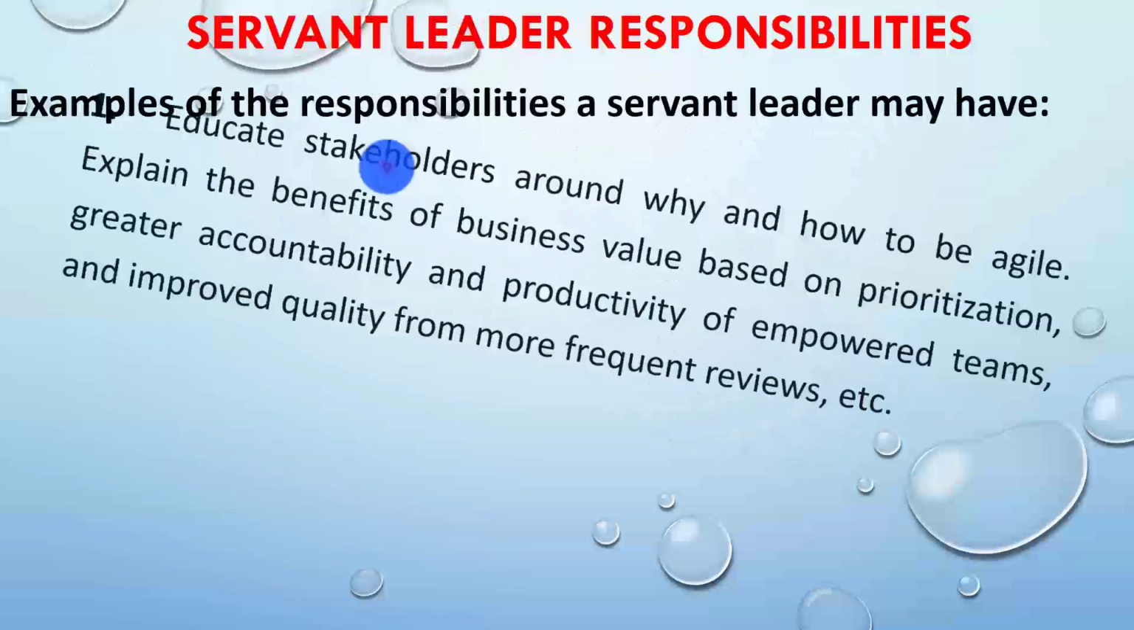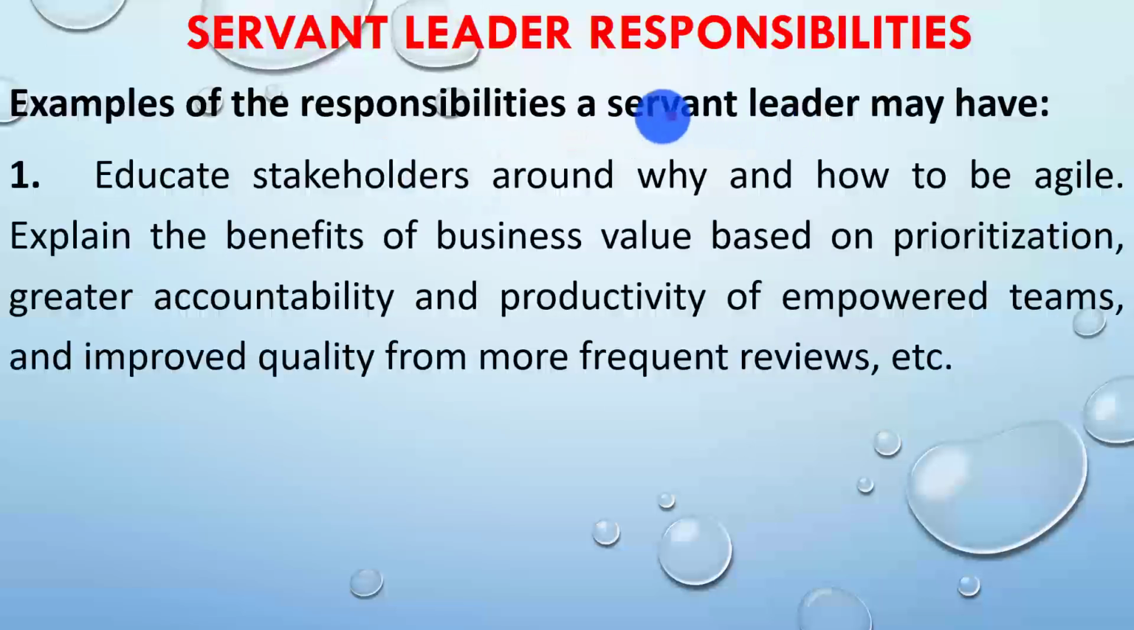Examples of these responsibilities that a servant leader may have. Number one is to educate stakeholders around why and how to be agile, because not everyone is familiar with the agile environment and agility. So we should explain the benefits of business value based on prioritization, greater accountability, and productivity of empowered teams, and improved quality from more frequent reviews. So this is agility. We have to show and educate the stakeholders about the importance of working in the agile environment.